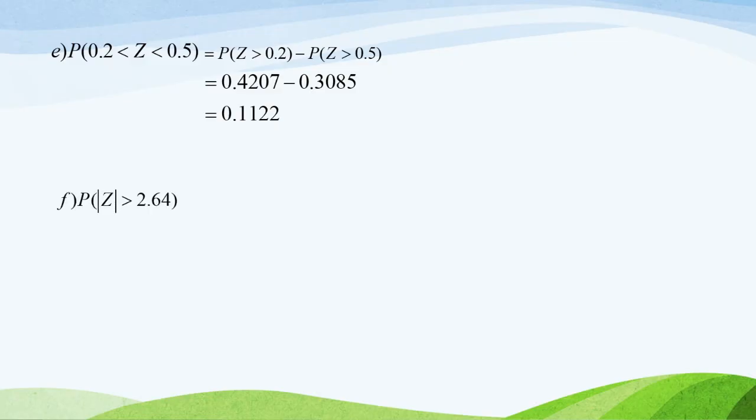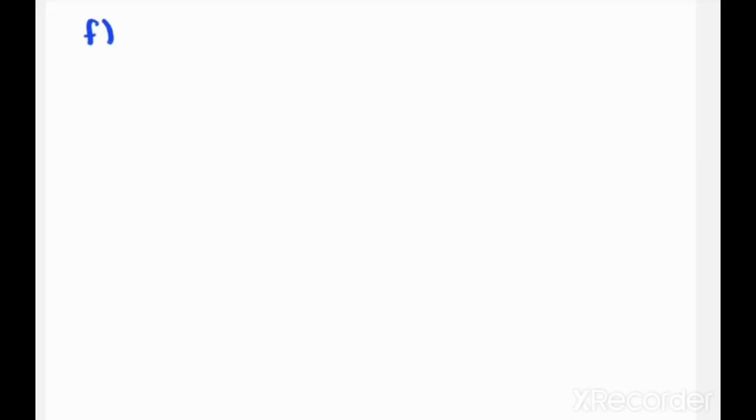And then F, the probability of modulus Z greater than 2.64. So it equals 2 times P(Z > 2.64). Then reading from the table, you get the answer 0.0083.